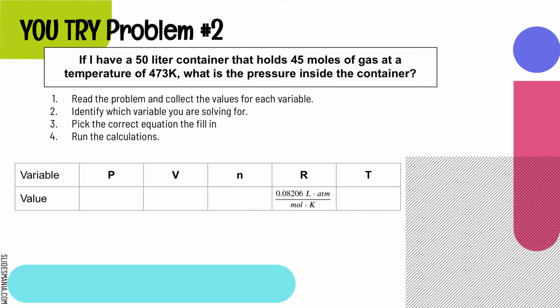Here's one that I want you to try as well. If I have a 50-liter container that holds 45 moles of gas at a temperature of 473 K, what is the pressure inside the container? So remember to read the problem and collect your values in the table. Identify which variable you're solving for. Rearrange your equation or pick the correct equation to fill in, and then run the calculations.